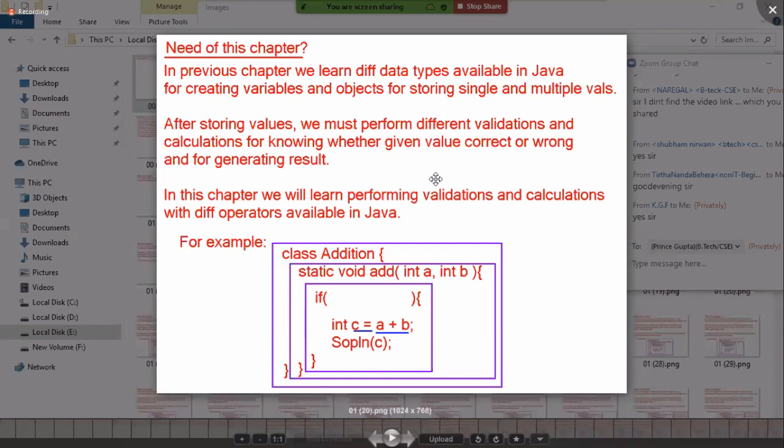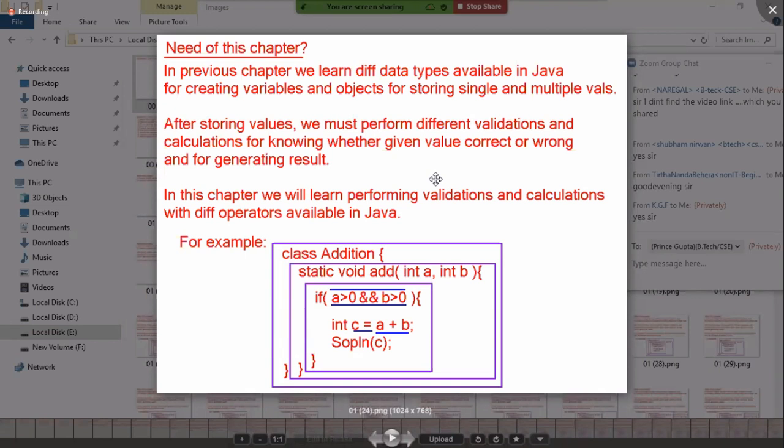Some important terminology I'm trying to use here. We must place one expression, a condition expression. What is that? If A value is greater than 0 and B value is greater than 0, then only the logic executes. Otherwise, don't execute. This is called A greater than 0 and B greater than 0, the validation. And this expression, int C = A + B, is called what?